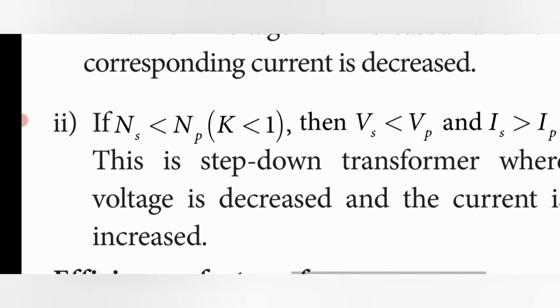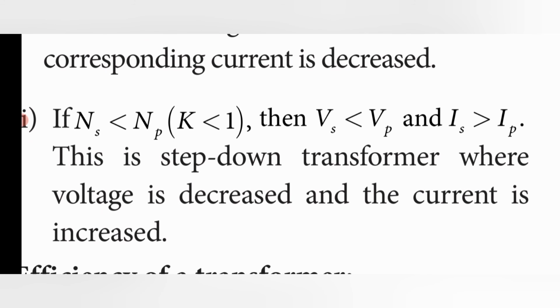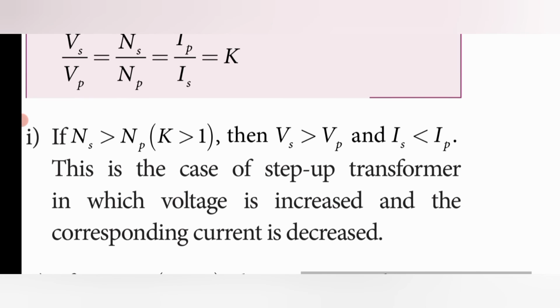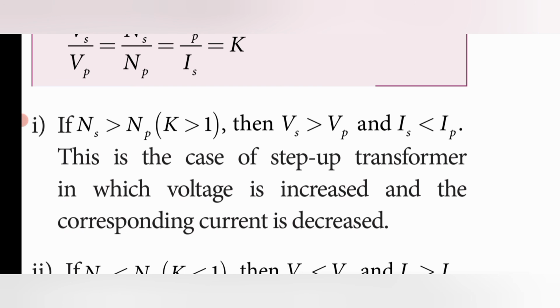And for the second case, Ns is lesser than Np. Then the Is value is greater than Ip. So this transformer is considered as a step-down transformer. That means we give a voltage that is decreased and we get an increased current value. So these are the two types of transformers we use. I already told you about the number of turns. Now we studied the step-up transformer: we give increasing voltage and we get the corresponding decreasing current value.